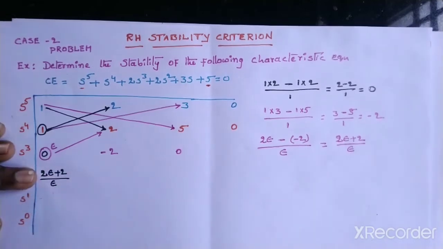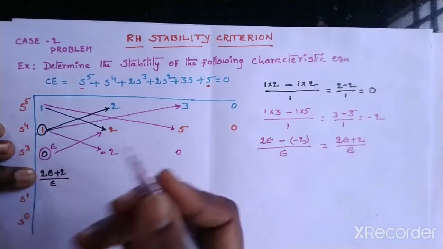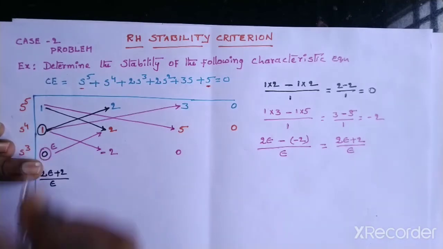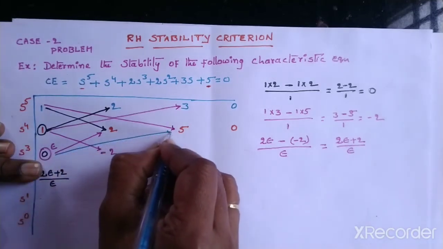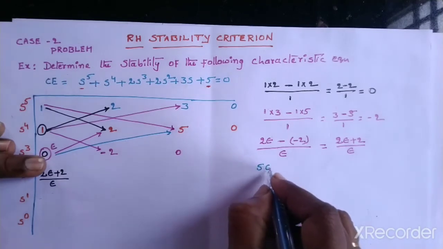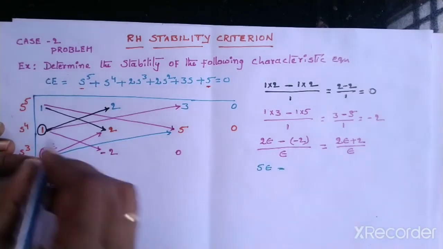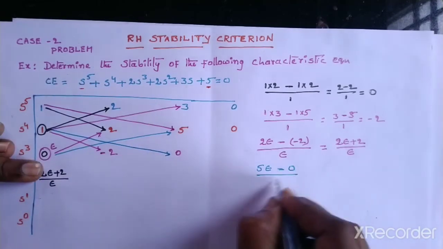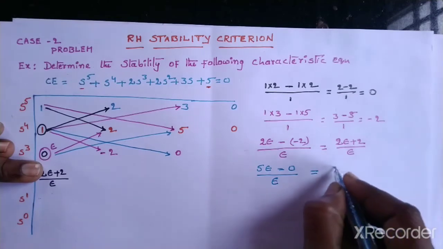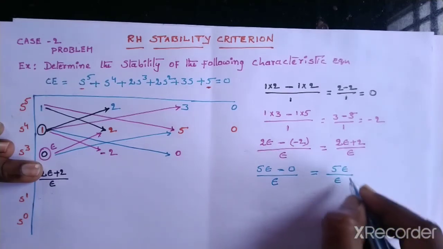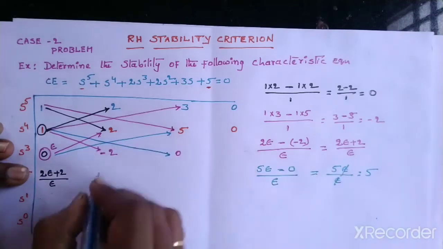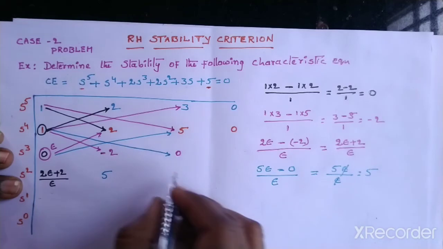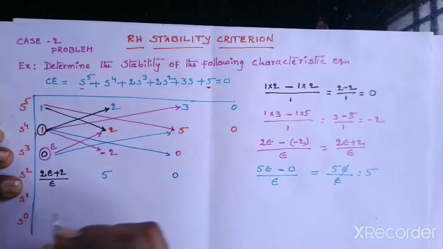This element is over now. Now to find the next element, this into this, that means 5 epsilon minus 1 into 0, whole divided by epsilon, that is equal to 5 epsilon divided by epsilon. Epsilon and epsilon get cancelled, so here we get 5. Now here as well, there are no elements, so directly we can write 0.